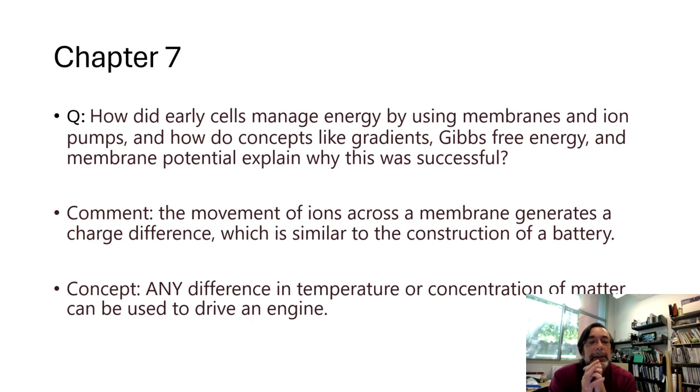So the first question is sort of general, but it makes a great general point about physical chemistry. How did the early cells manage energy by using membranes and ion pumps? How did concepts like gradients, Gibbs free energy, and membrane potential explain why this was successful? Now, this is a question that can be answered lots of different ways, and the way I'm going to do it, notice that this is all around membranes.